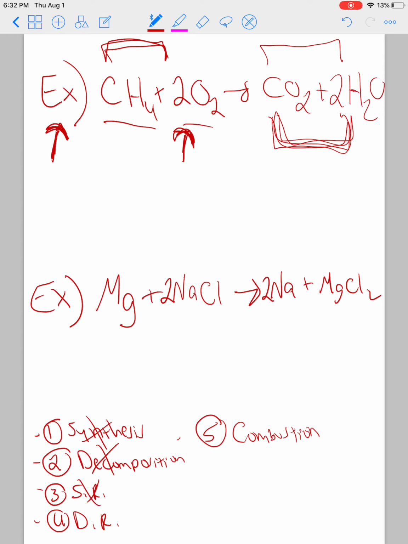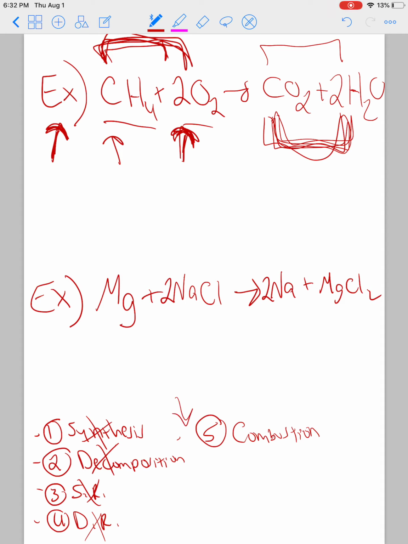Double replacement is where 2 compounds react, and the cations will switch places with each other, or the anions, as long as it's a like charge, it doesn't matter, to give you 2 new compounds. Now, do we have 2 compounds over here reacting together? No, we have a single element with a compound, giving us 2 new compounds. So that doesn't quite fit the double replacement reaction definition. So let's rule that one out.